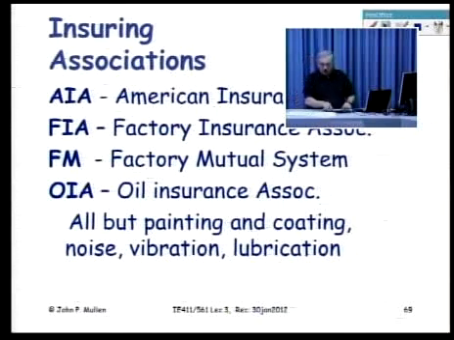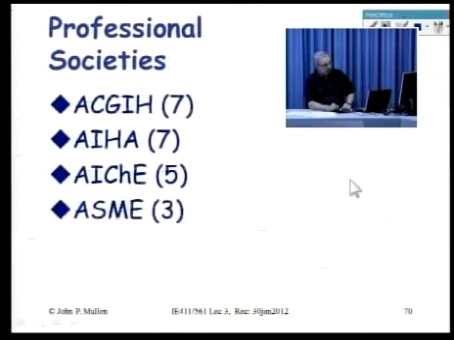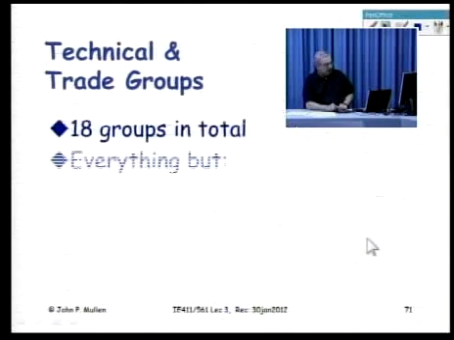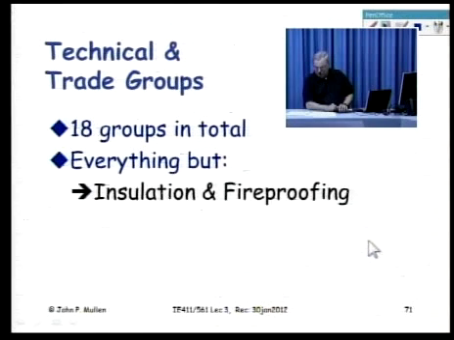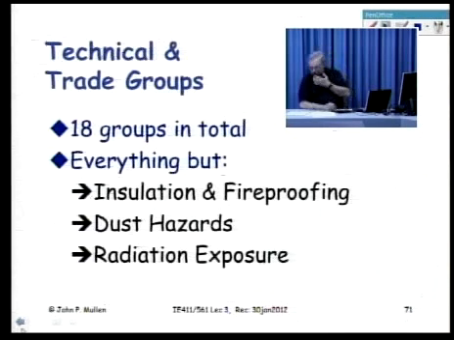So that comes in. And then there's professional societies. And how about that? Recognize any in there? Yep. See? They're all involved. It's technical and trade groups. There's about 18 of them altogether. That takes care of everything but insulating and fireproofing, dust hazards, and radiation exposure. There we go. There's other groups that take care of that.